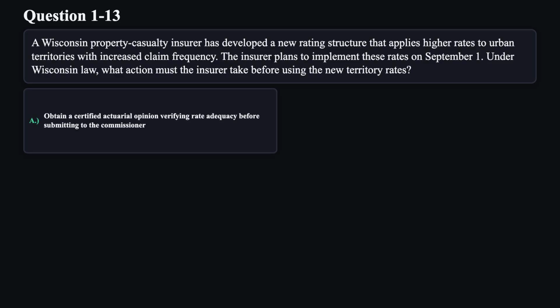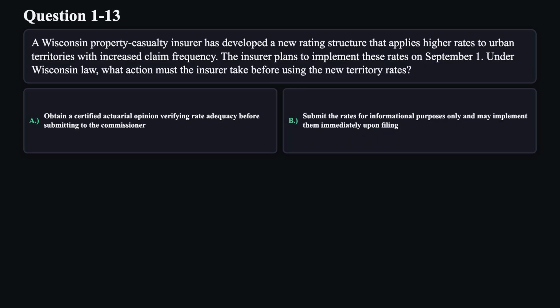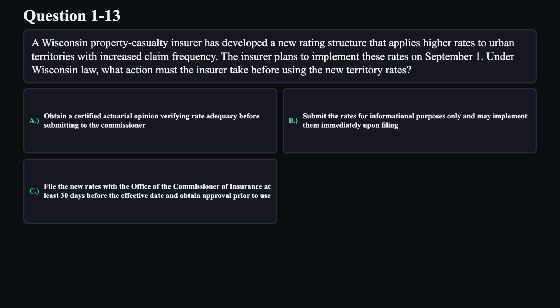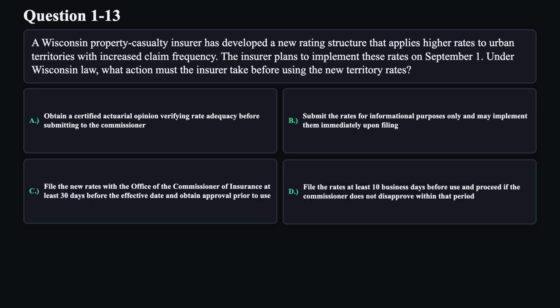A. Obtain a certified actuarial opinion verifying rate adequacy before submitting to the commissioner. B. Submit the rates for informational purposes only and may implement them immediately upon filing. C. File the new rates with the Office of the Commissioner of Insurance at least 30 days before the effective date and obtain approval prior to use. D. File the rates at least 10 business days before use and proceed if the commissioner does not disapprove within that period.